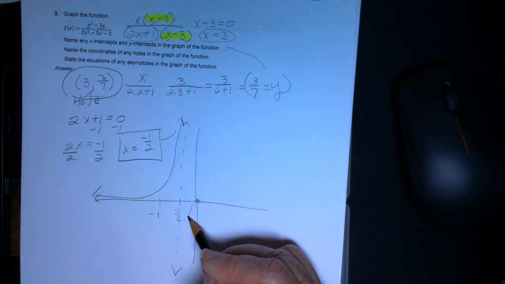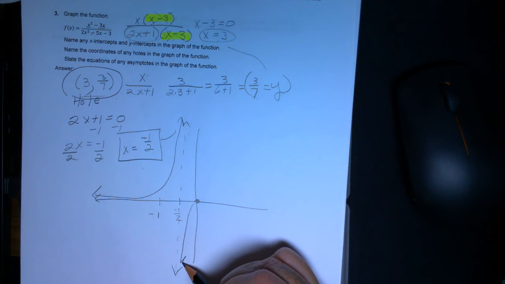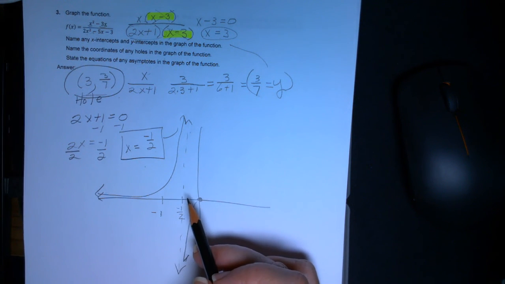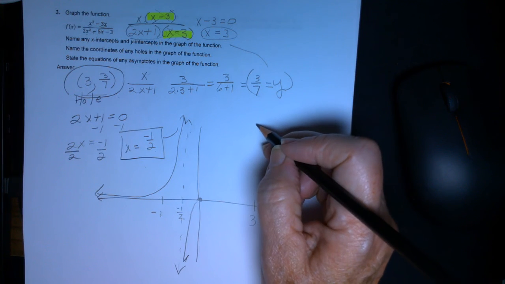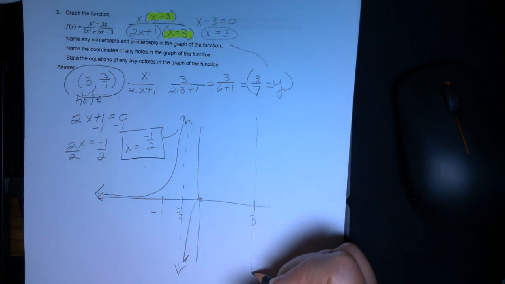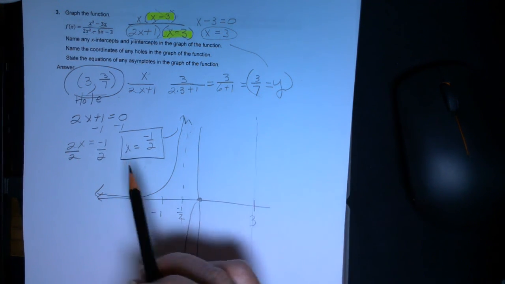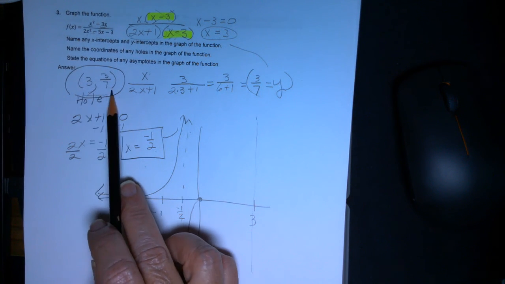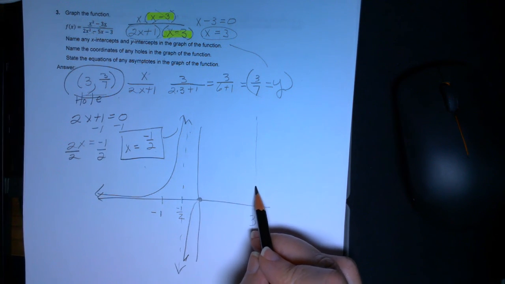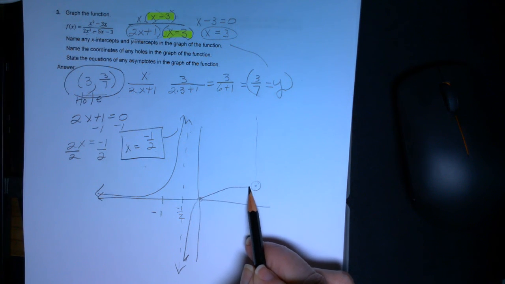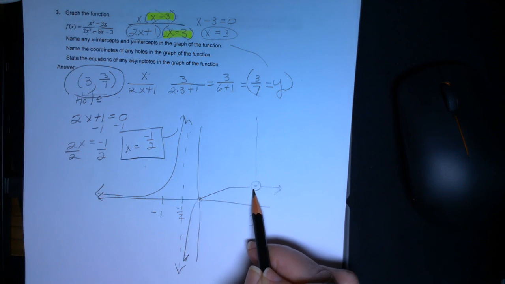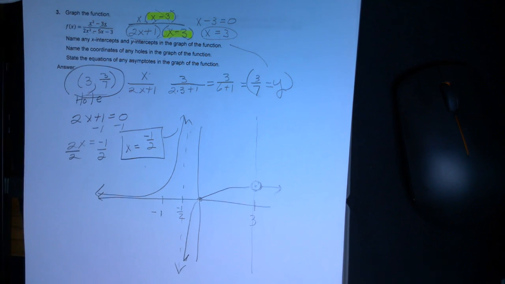It's not going to touch that asymptote, so it's going to go down here. And then it's going to go up at 3, wherever 3 is. Have a hole right there at, where is that point? 3, 3/7. 3, and let's just say that it's right here. It's going to have a hole. So it's going to go up like this, and we're just sketching, and then leave that open right there. So that's the graph.